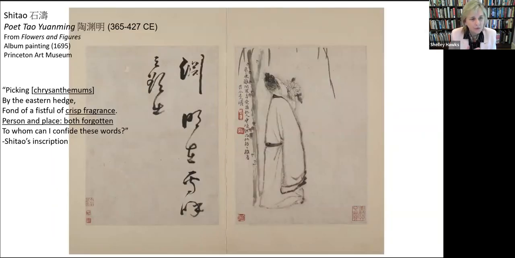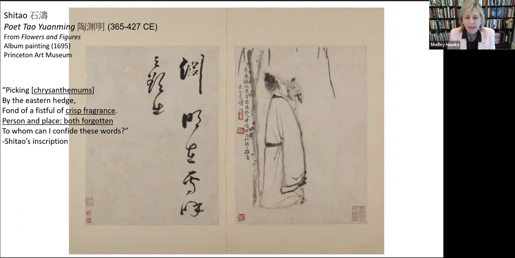And Shitao was so versatile, he could also do wonderful paintings of figures. So here he has painted Tao Yuanming, an ancient poet whom he admired and who had also lived a hermit's life and was known for his love of chrysanthemums. So Shitao has inscribed on this painting his own poem that has the spirit of Tao's poetry. It reads, "Picking chrysanthemums by the eastern hedge, fond of a fistful of crisp fragrance, person and place both forgotten, to whom can I confide these words?"